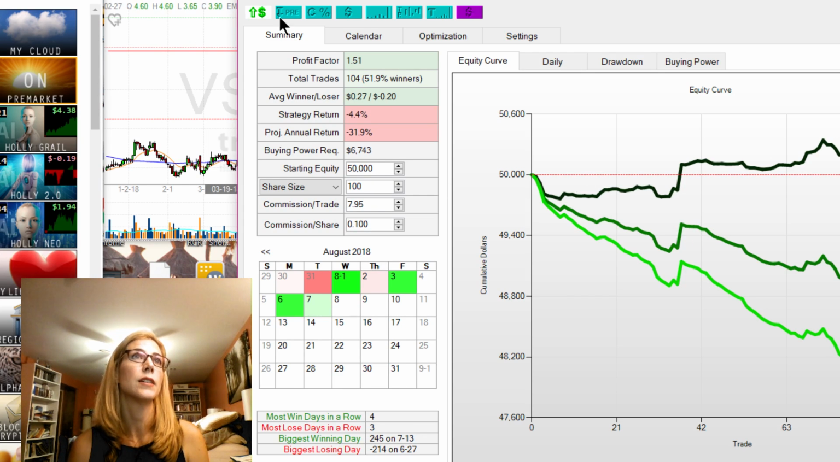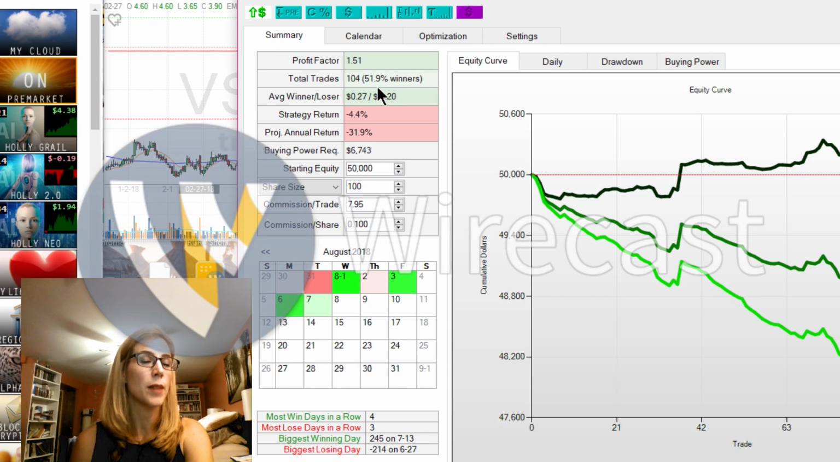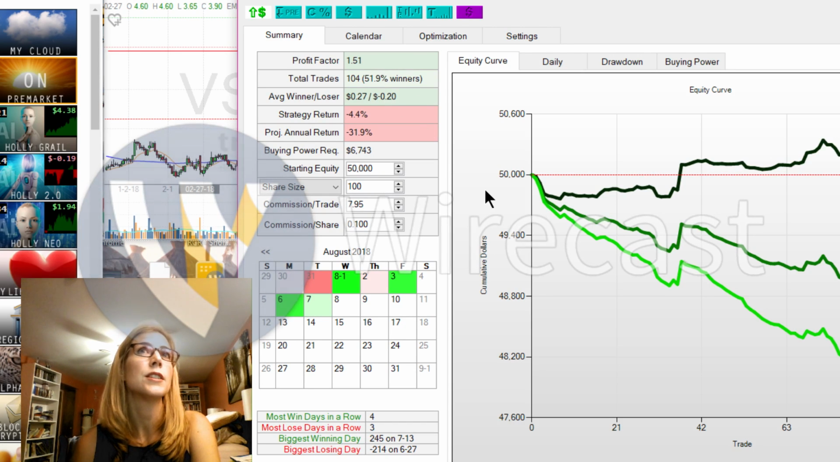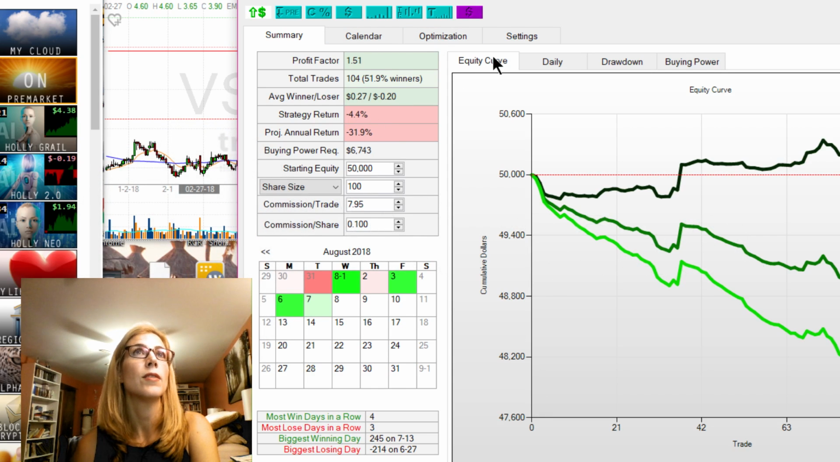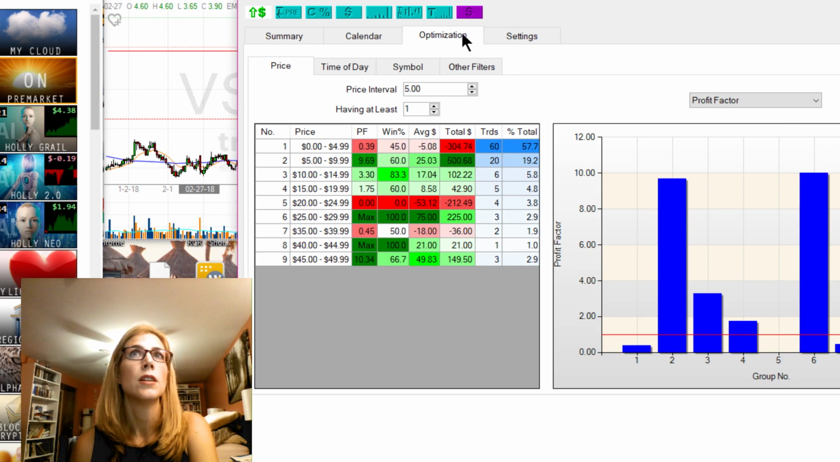It looks like the profit factor would be 1.51, with 51.9% winners. If you'd held it, you can go back even further and change the settings for the optimization of it.